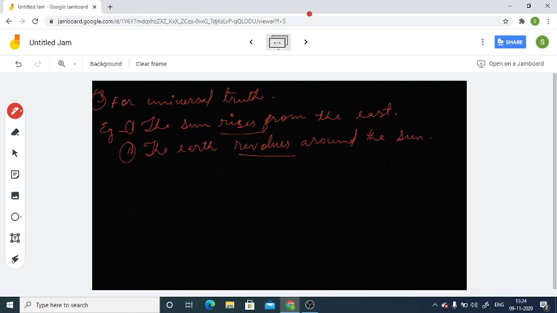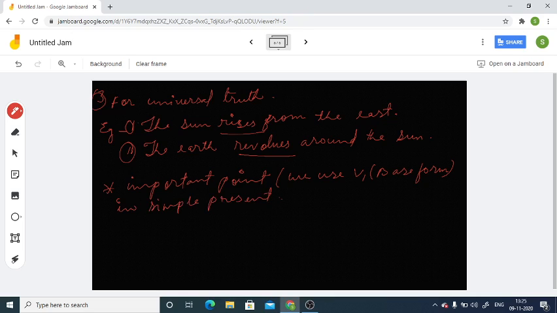Okay. Now important point to remember while using the form of verb. Like in simple present we use V1, that is the base form of verb in present tense. Okay, base form of verb in simple present. But again, you have to remember that when we use the form of verb in simple present tense, it should agree with the subject.